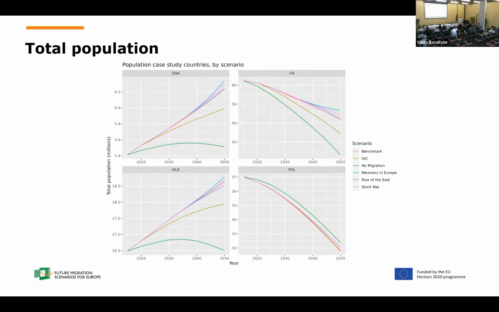And then we also have it for specific countries. So we show these 4 case study countries, like how different scenarios would result in. Denmark and Netherlands have more like the increasing population kind of future, whereas in Italy and Poland, we see that the population would go down. And in case of Poland, lots of these different scenarios are not making much difference.